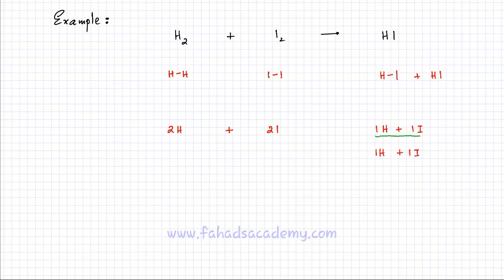So there's going to be only one H2 molecule, only one I2 molecule, but there are going to be two molecules of HI, and this would be my coefficient. 2 states that there would be two separate molecules of HI. So this over here is my balanced equation. One molecule of H2 is going to react with one molecule of I2, and it's going to produce two molecules of HI.